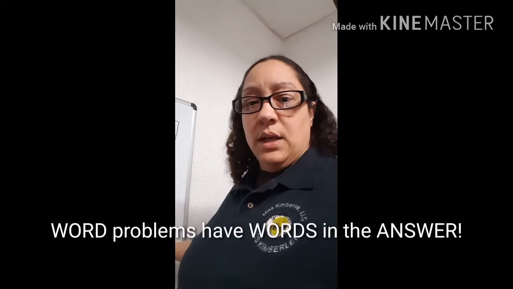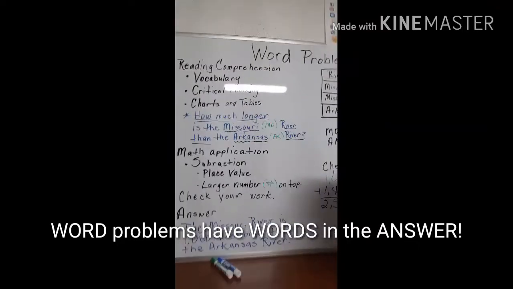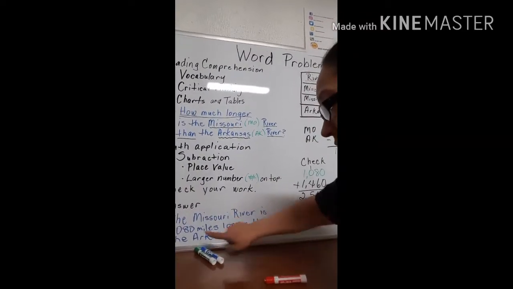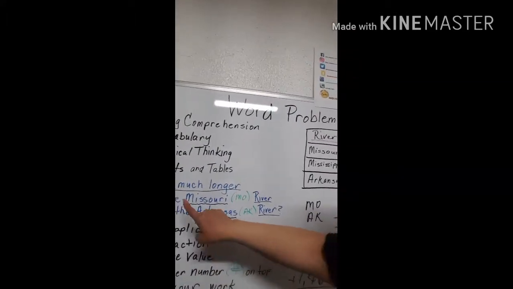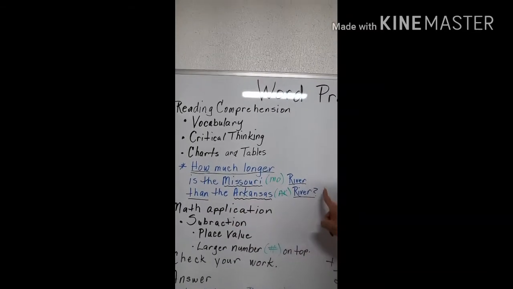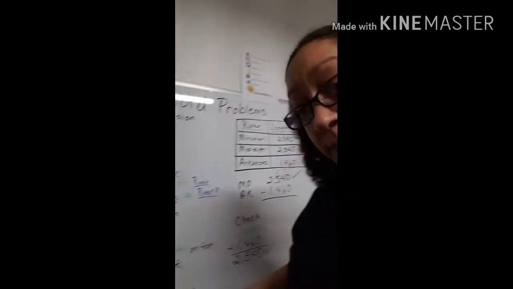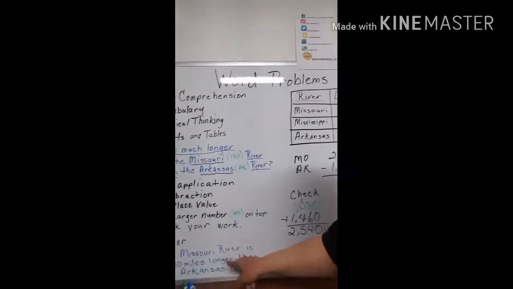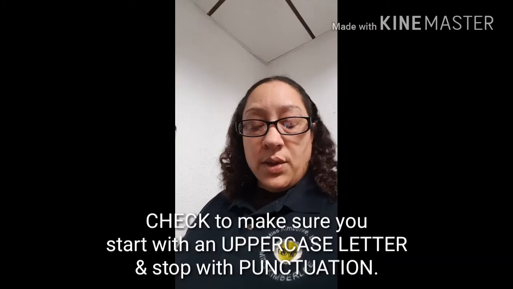When you answer the problem, it is not simply 1,080. That's not a word problem. I don't know if you can see that very well, but it says the Missouri River is 1,080 miles longer than the Arkansas River. So I basically rephrased the original question with the information that they have, and used some of the same words: than, river, Missouri, Arkansas, and I inserted the answer in that. Notice it starts with a capital letter, it has all the information it needs, and it has a period. So that's just a small snippet of how to get through a word problem.